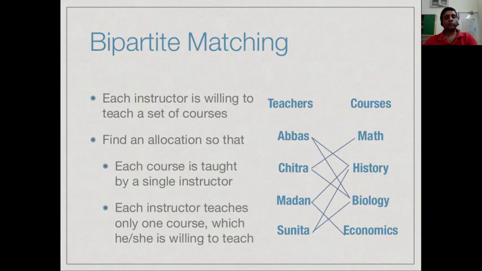So here is a problem which seems to have nothing to do with flow. We have some course allocation to be done in a school. We have a collection of teachers and we have a collection of courses. And each teacher has indicated a preference of which courses he or she is willing to teach. So here we have 4 teachers, Abbas, Chitra, Madan and Sunita. And we have 4 courses, math, history, biology and economics.